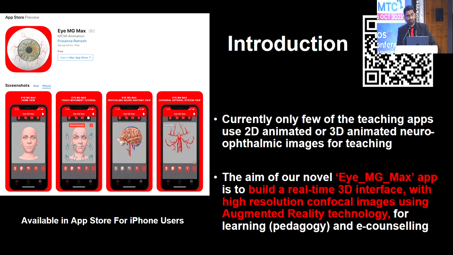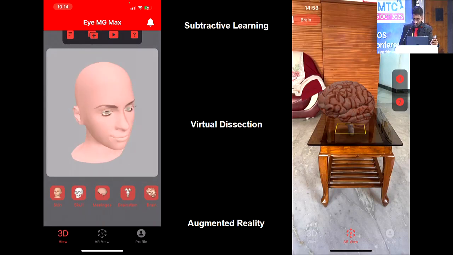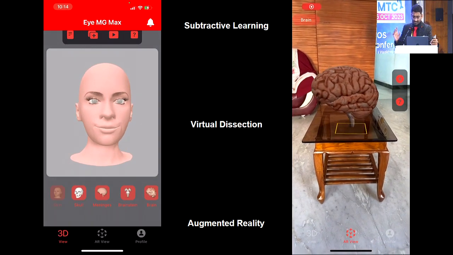So we went back to our drawing board, and you can see this is the QR code. If you have an iPhone now, you can get this app. It's a 3D animated neuro-ophthalmic imaging app. We built it on a three-dimensional interface with high resolution real-time images with augmented reality. So I start with this video. On the left hand side, as well as on your right hand side, you can see subtractive learning.